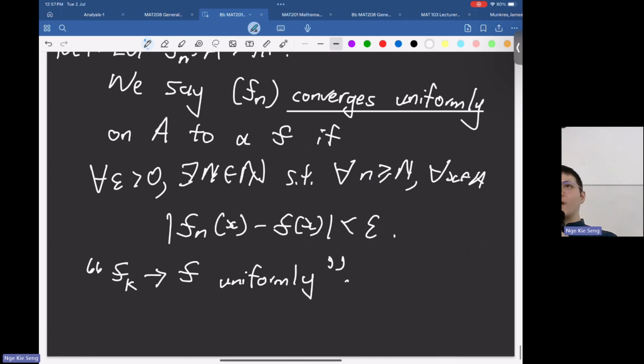Can you tell me what the convergence pointwise mean? Can you recall now? The first thing I recall for you, right? What does pointwise convergence mean?